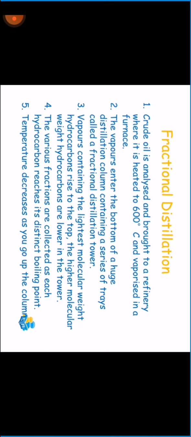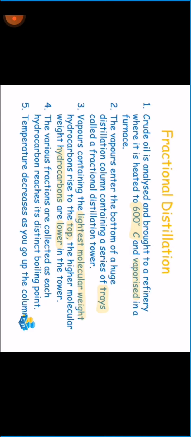So these are the steps to fractional distillation. As I said, the crude oil is pumped from under the ground or under the sea, analysed, and brought to a refinery where it's heated in a furnace to 600 degrees, and it is vaporised. The vapour enters the bottom of a distillation column. It's called a fractional distillation column, and it contains a series of trays. Vapours containing the lightest molecular weight hydrocarbons rise to the top, and the heavier hydrocarbons stay lower in the tower.